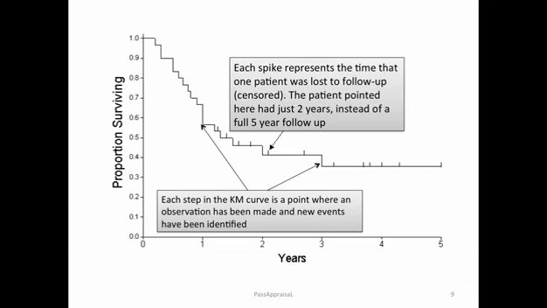In this slide, you can see how some researchers choose to depict dropouts. Each spike represents the time that one patient was lost to follow-up. The patient pointed here had just 2 years instead of a full 5-year follow-up. The spikes must be differentiated from the steps. Each step in the Kaplan-Meier curve is a point where an observation has been made and new events have been identified.